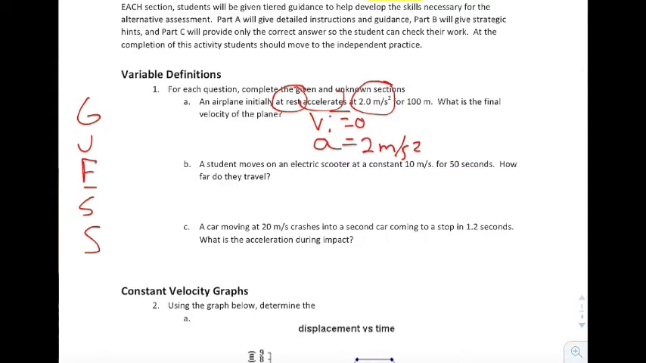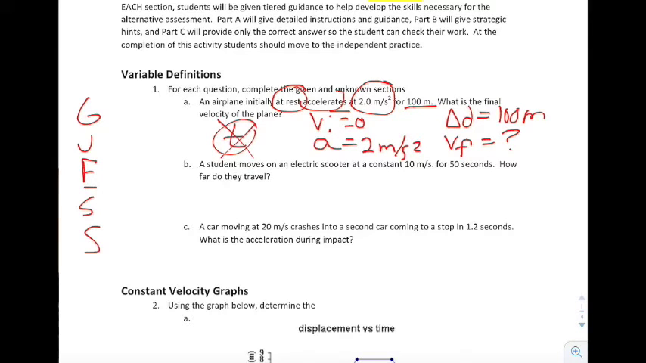In addition to that, it says 100 meters, and 100 meters is the distance or the displacement. And then finally it says, what is the final velocity? When you say, what is the final velocity, that would be your question mark. And the one thing that you don't have and don't care about, at this point, is the time. So you would say, time is what I don't care about.